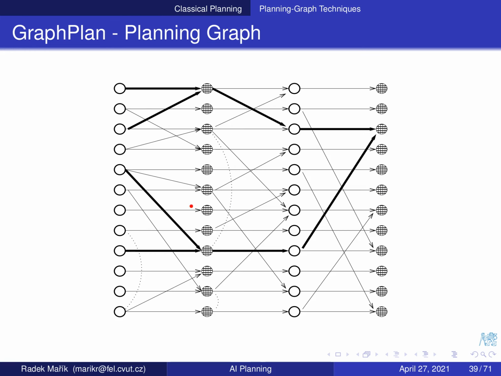If you go back to this planning graph, the forward run has polynomial time, and you are basically able to calculate the number of literals that already satisfy the goals. So as you go to the right, you are able to evaluate how close you are to the final state.